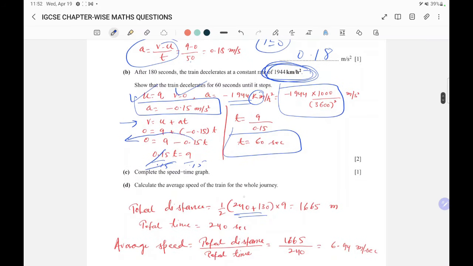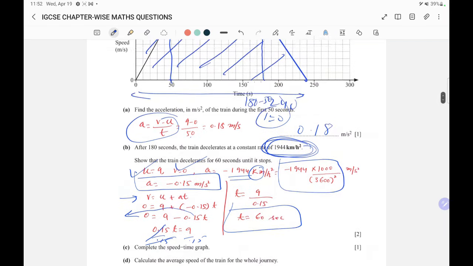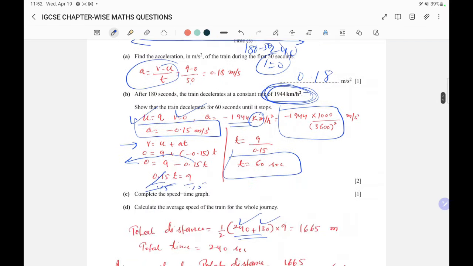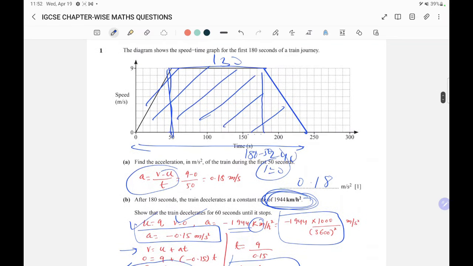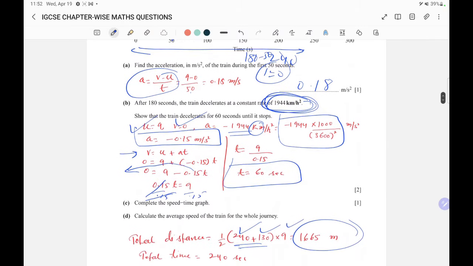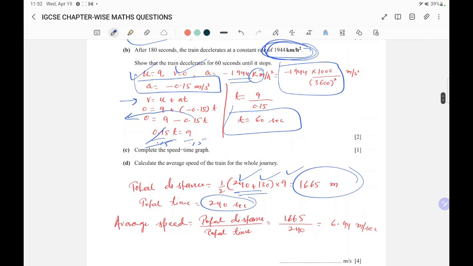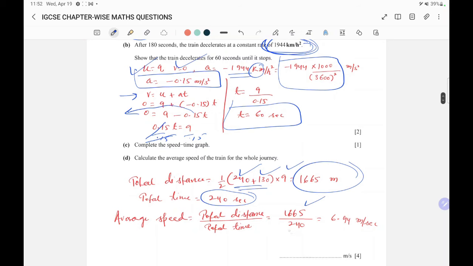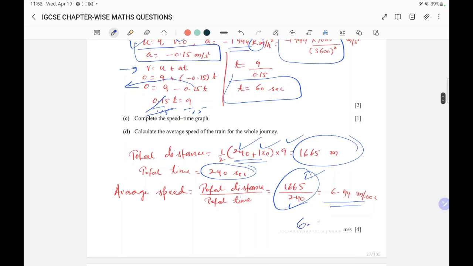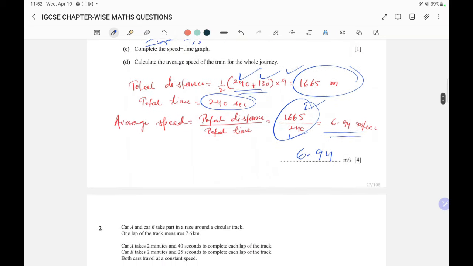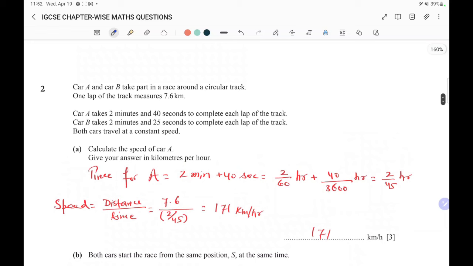Okay, so bottom length is 240, top is 130, and times height is 9. This is 9, right? Just calculate, 1665 meter. So we got total distance, which is 1665 meter, and the total time is this 240. So 240 seconds. So total distance over total time, 1665 over 240. Just calculate. You will get 6.94 meter per second.